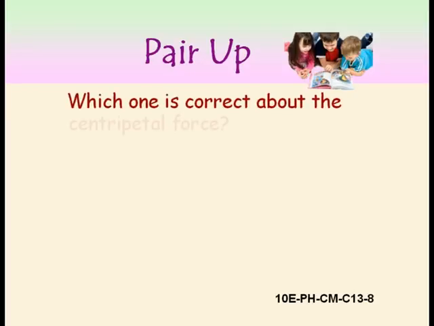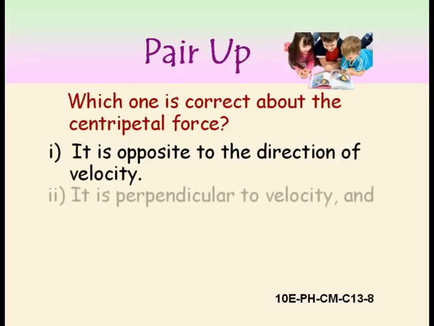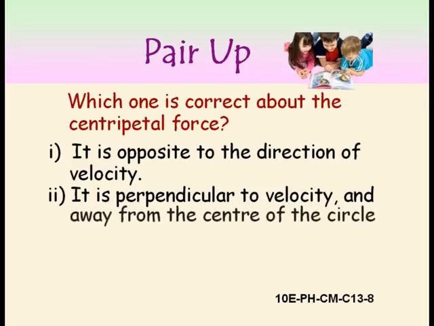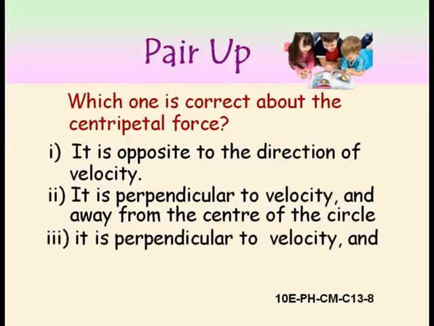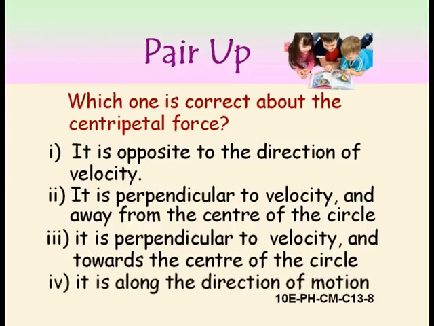Now, pair up with your friend and answer. Which one is correct about the centripetal force? Option 1, it is opposite to the direction of velocity. Option 2, it is perpendicular to velocity and away from the center of the circle. Option 3, it is perpendicular to velocity and towards the center of the circle. Option 4, it is along the direction of motion.